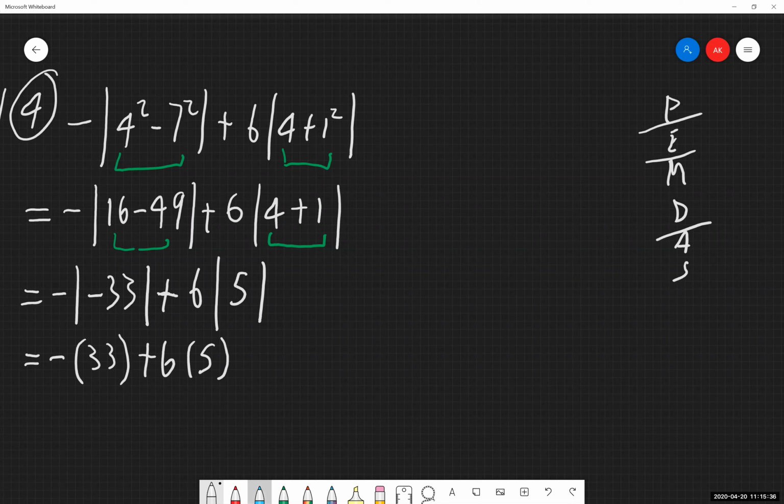And now I'm completely done with all of my parentheses. So I can check that off. I do not have any exponents. Done there. I have multiplication going on. I have a negative times a 33, and I have 6 times 5 going on there. So we'll work with each of those. A negative times a positive is going to give us a negative 33. I have 6 times 5, that's going to give me a positive 30.